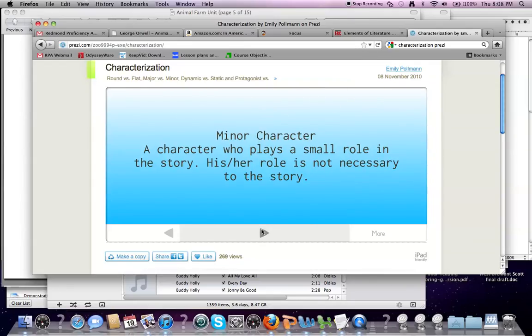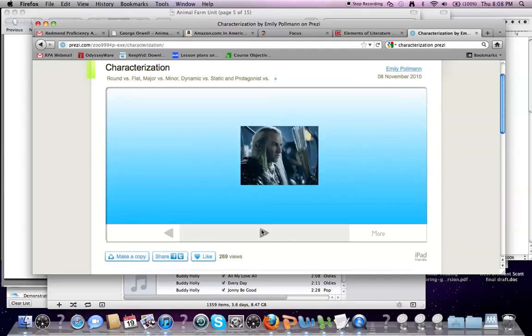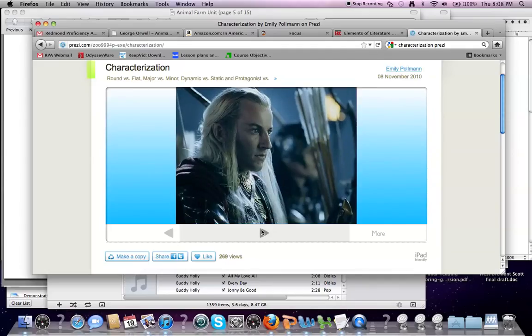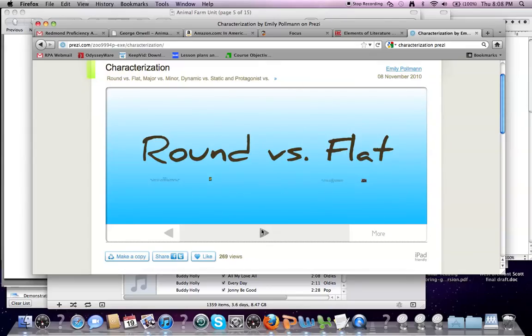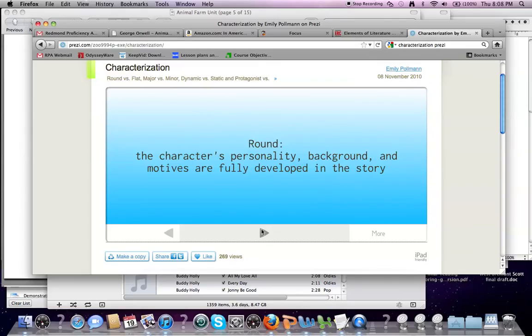A minor character is a character who plays a small role in the story, and his or her role is not necessary to the story. Sometimes they're called ancillary characters, but that's kind of what we're looking at there. And that's that one elf guy from Lord of the Rings, for those of you that have seen that. He ends up dying. Spoiler alert! But just so you know, he is a minor character. He's not huge in the story, but it's nice to have those minor characters because it helps make the story a little more realistic.